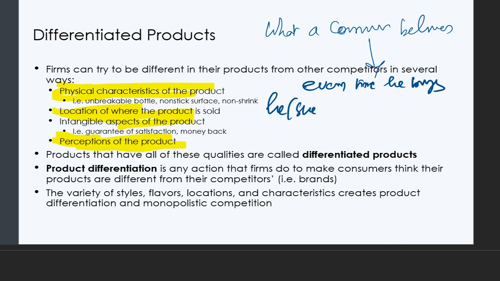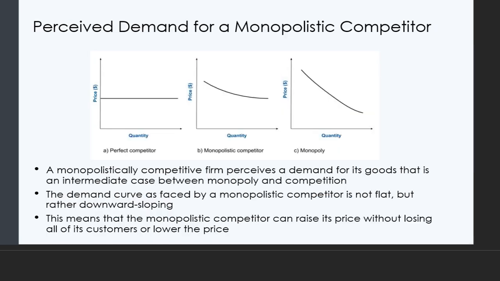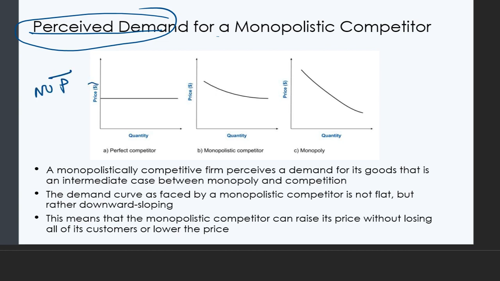So every time he buys, he or she gathers more information. So that's why the concept of replacement also comes in. So product differentiation and product replacement. So variety of style, flavor, location, this kind of stuff is common with any economic decision. Now the perceived demand curve for this. What is this perceived demand curve? For example, a perfect competitor has no price change, the price is fixed. Here there is a price change in monopolistic competition.